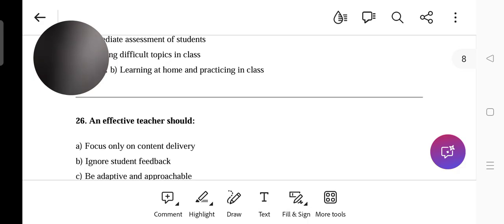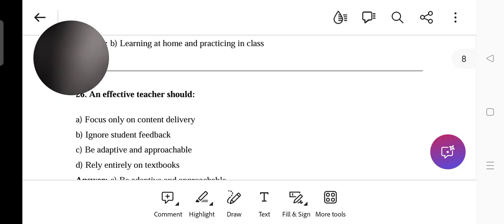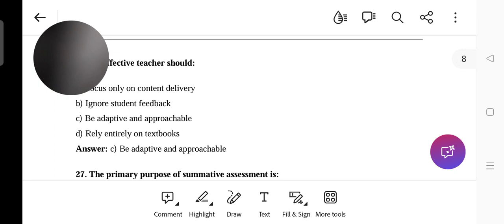The next question, an effective teacher should, option A, focus only on content delivery. Option B, ignore student feedback. Option C, be adaptive and approachable. Option D, rely entirely on textbooks. So what will be the appropriate answer?